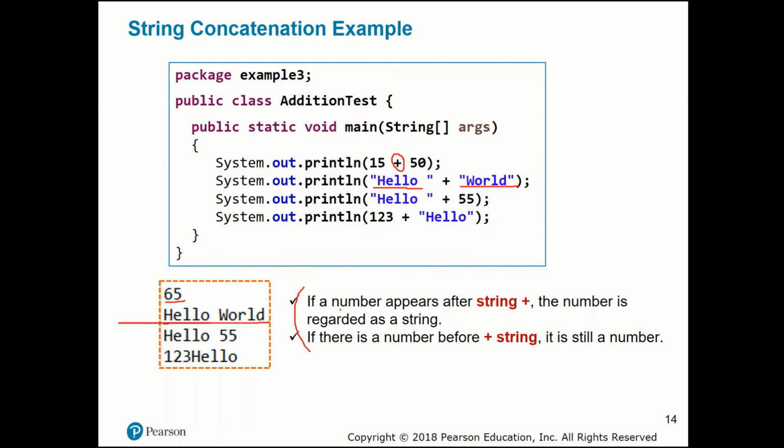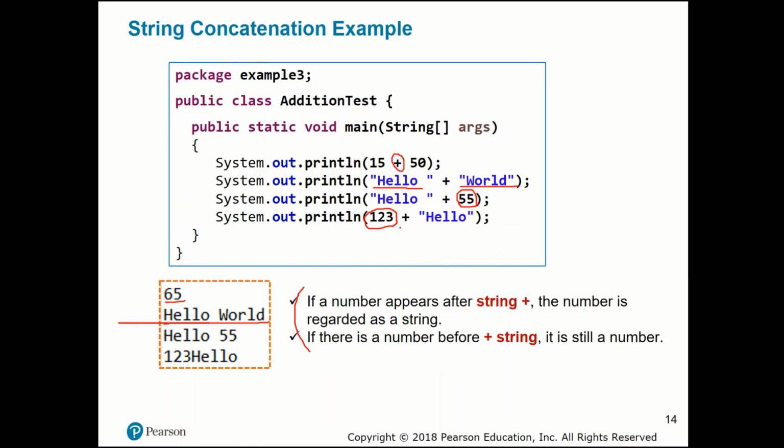Here, if a number appears after string plus, the number is regarded as a string. If there is a number before plus string, it is still a number. So the computer thinks 55 is a string because it is after the string. And the computer thinks 123 is a number because it is before the string.